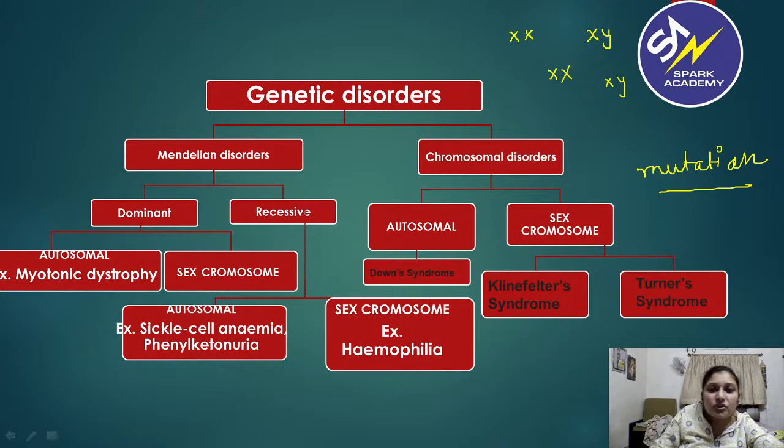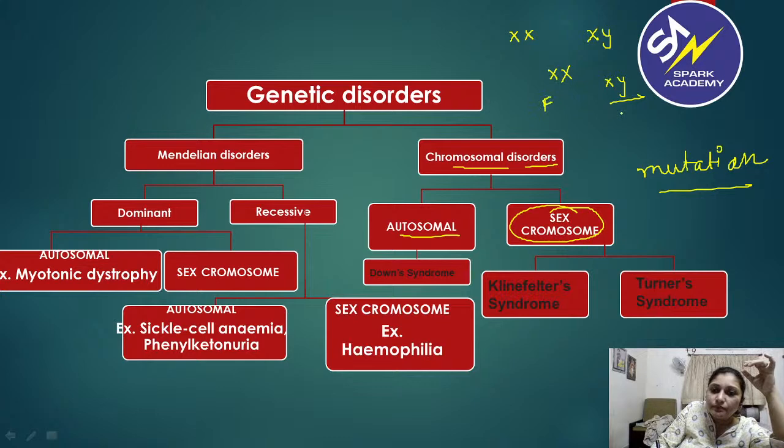The other type of disorder is chromosomal disorder. Here, a complete set of chromosomes or one full chromosome is either added or deleted. There are two main types of chromosomes: autosomal chromosomes and sex chromosomes, which determine the sex, male or female. If autosomal chromosomes are duplicated or added, then a full set of chromosomes is involved, not only one gene. That type of syndrome we discuss under chromosomal disorder.